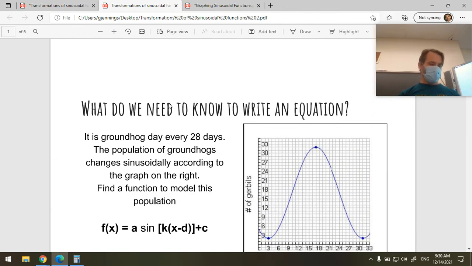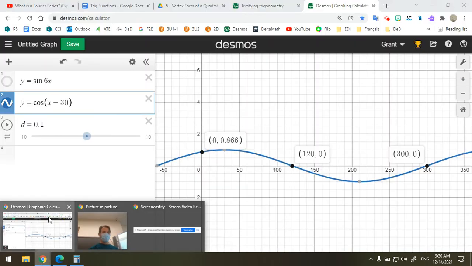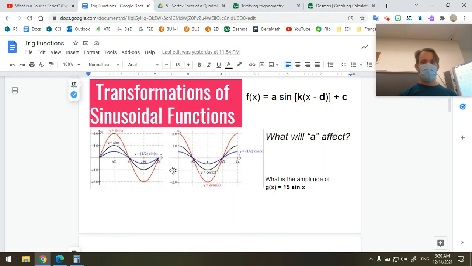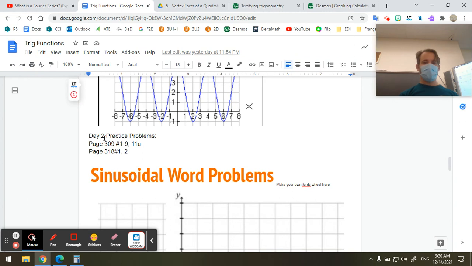All right, so let's see. I have here for you on the second page of your handout the practice problems for today. The practice problems that we have are listed here. Day 2 practice problems, page 309, 1 to 9 are useful. 11A is good to take a look at, and 318, 1 to 2.